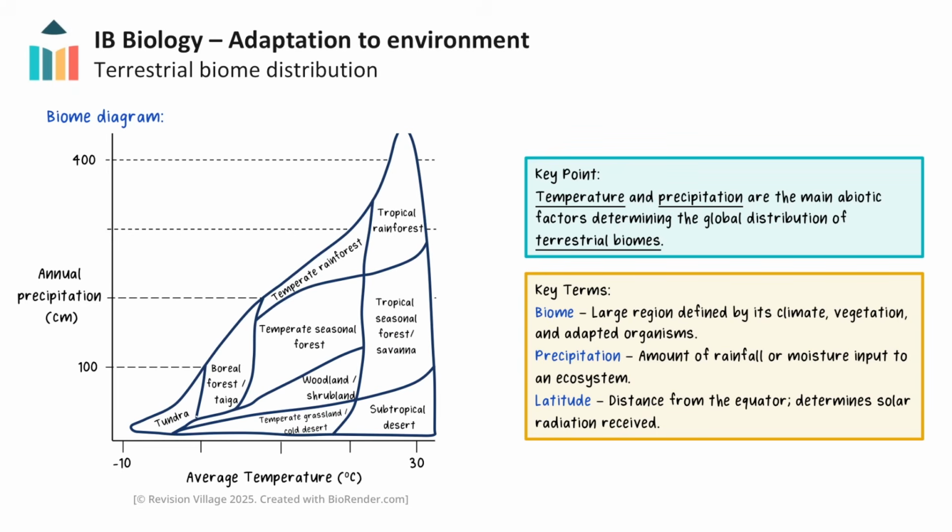If we trace the biomes on the graph, on the far left with low temperature and low precipitation, we find tundra and polar deserts. As temperature rises slightly and precipitation increases, boreal forest or taiga appear. In moderate conditions, temperate forests and grasslands dominate, and at high temperature and high rainfall, we reach tropical rainforests, the most productive terrestrial ecosystems. This distribution pattern demonstrates how abiotic conditions set the limits for life.